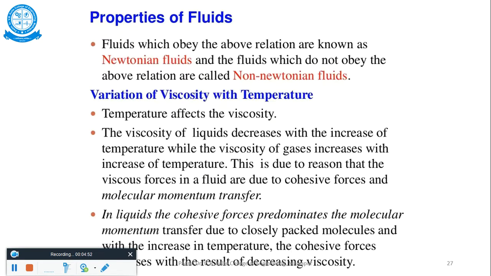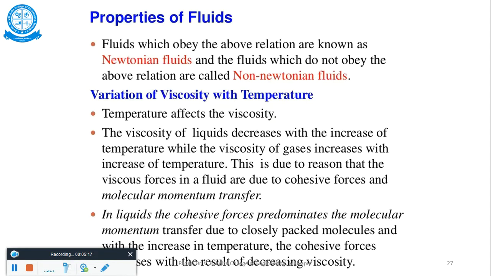So that covers properties of fluid. The next topic is types of fluid. A fluid which obeys the above relation, that is Newton's law of viscosity, is known as a Newtonian fluid, and a fluid which does not obey Newton's law of viscosity is called a non-Newtonian fluid.